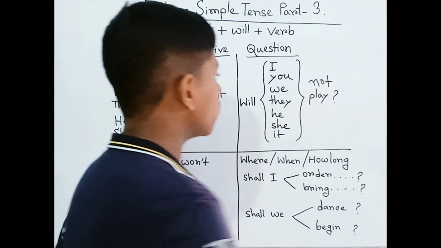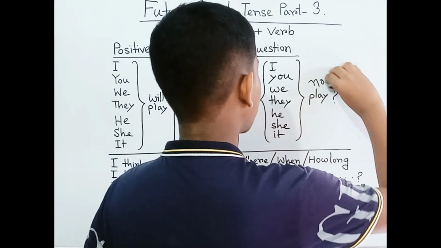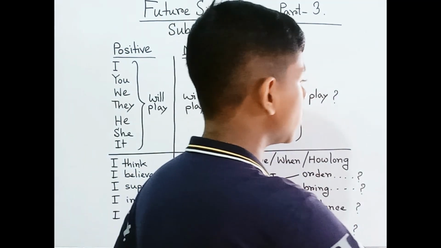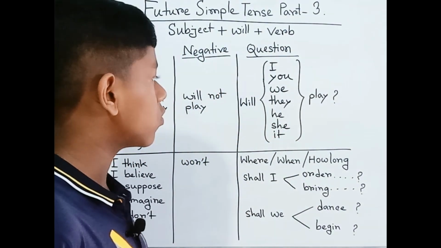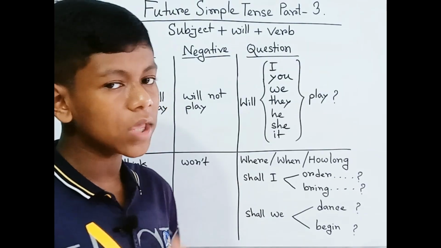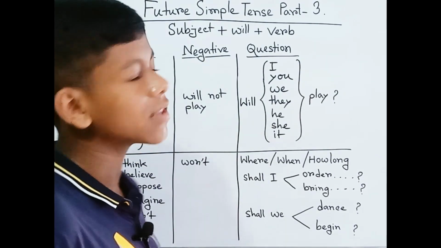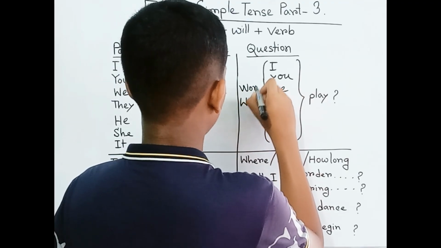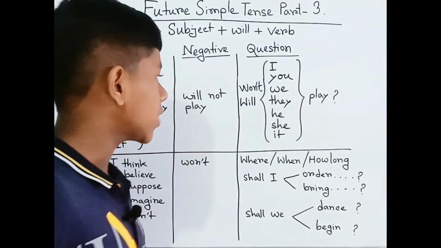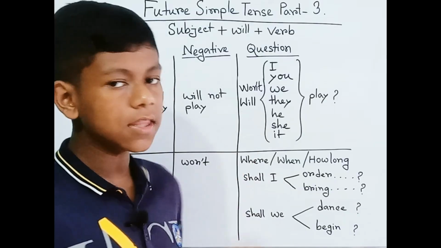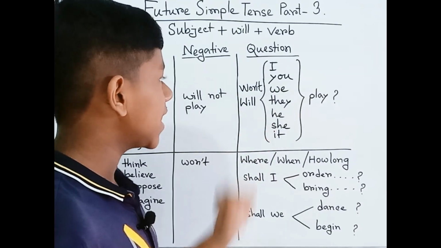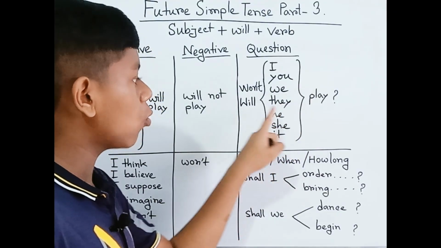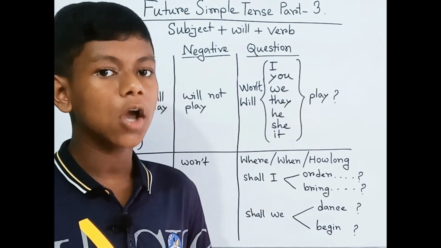We can use "not" here, but "not" always takes too much time. So what do we have to do? We can use "won't" before the subject. Then your sentence will be: Won't I play? Won't you play? Won't we play? Won't they play? Won't he play? Won't she play? Won't it play?